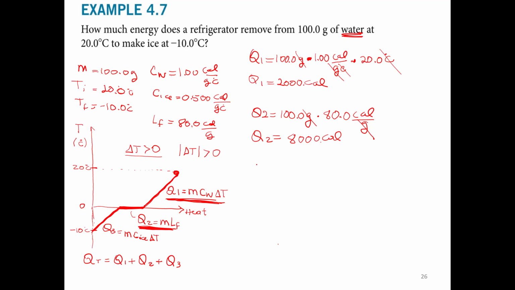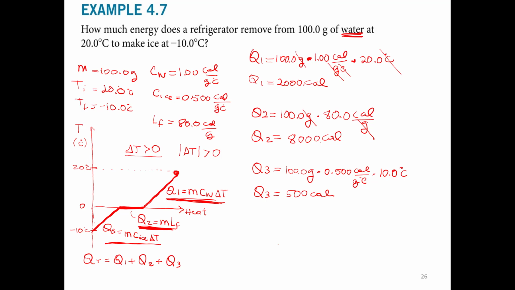And now let's go with the last part. The mass of the water will be 100 grams. The specific heat of ice will be 0.500 calories per gram per degree Celsius. And the delta T in this case will be just 10 degrees Celsius. In this case, we will have just 500 calories.